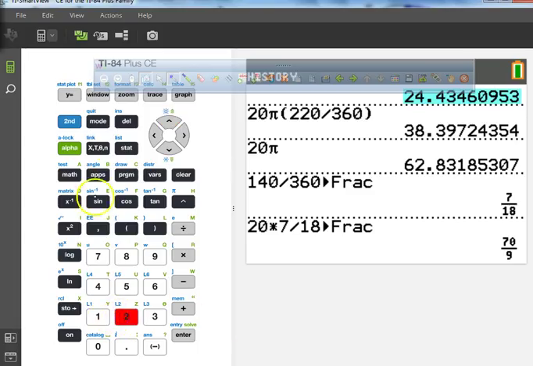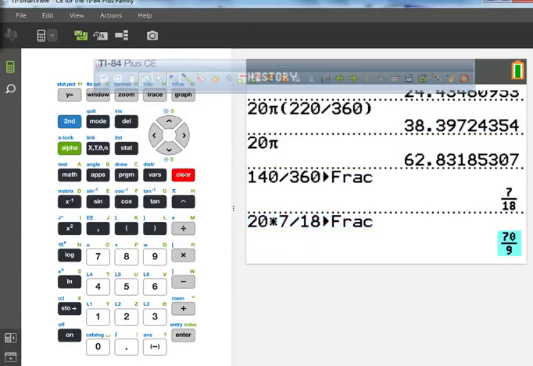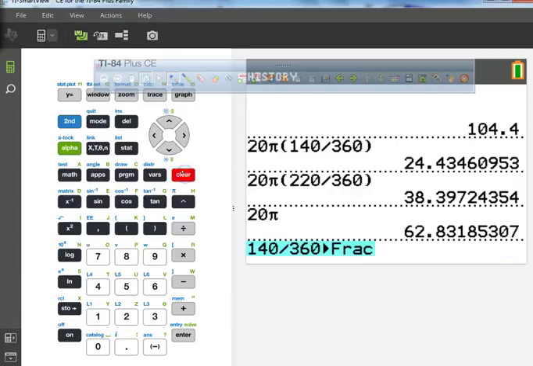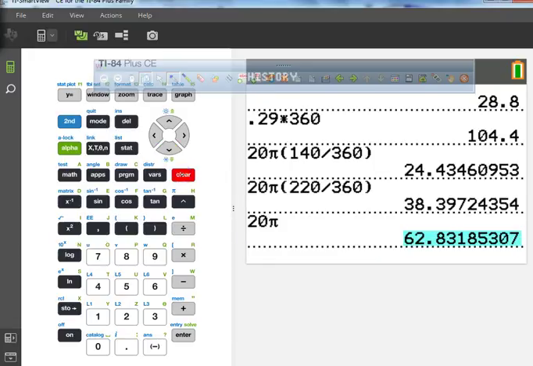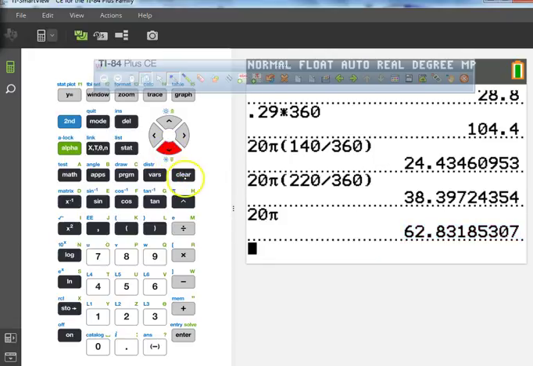Get type in that too. I'll go back there. Okay. Alright, here we go.